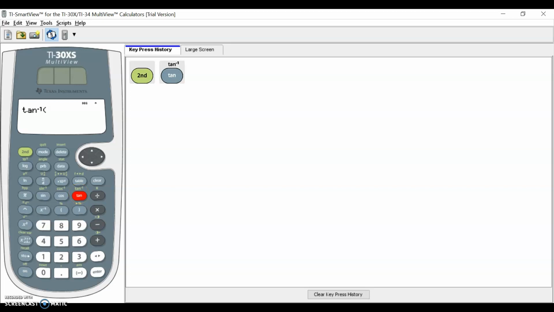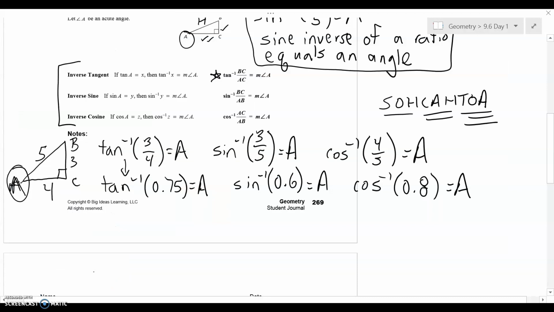So this is just the reversing of things. And then we can either put 3/4 or 0.75 on the inside. And when you do that and hit enter, it's going to give you a number. That number is the angle measure. So that is 36 point, and if we go to the nearest tenth, that would be 36.9. So I'll jump back here and say, okay, that means this angle A is 36.9 degrees.